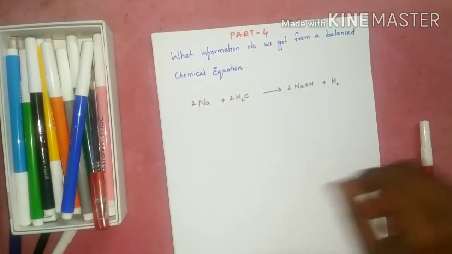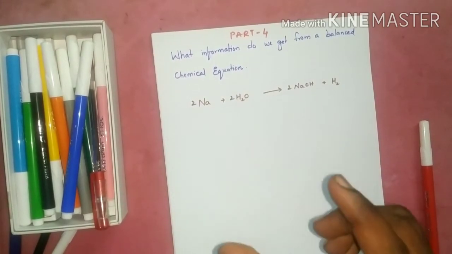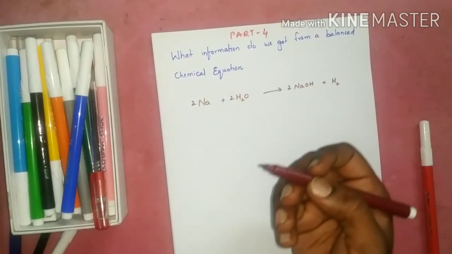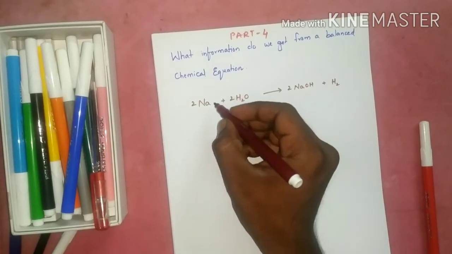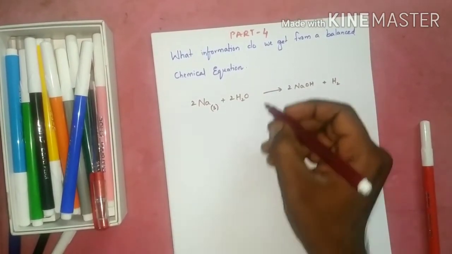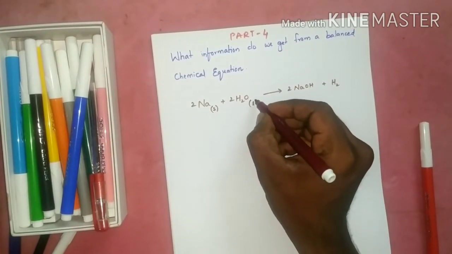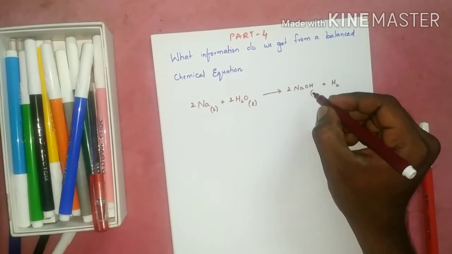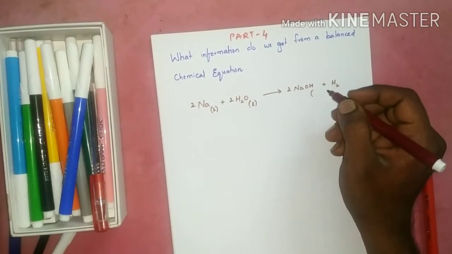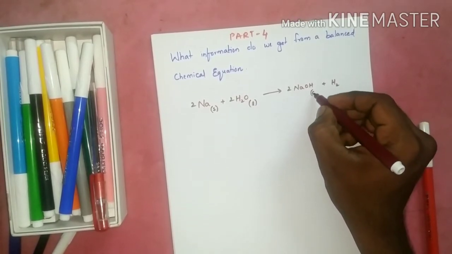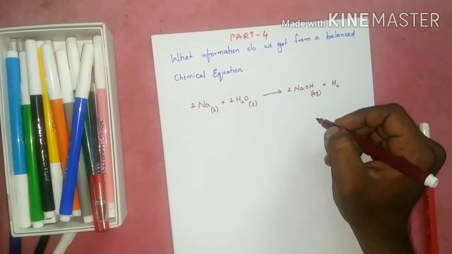In this equation we are able to see only the formulae of the compounds. Still, if you want to make this equation more informative, then you have to write the physical states. Sodium granules are in solid state, water is in liquid state L, and sodium hydroxide is dissolved in water here, so it is an aqueous solution. For aqueous solutions we write AQ.